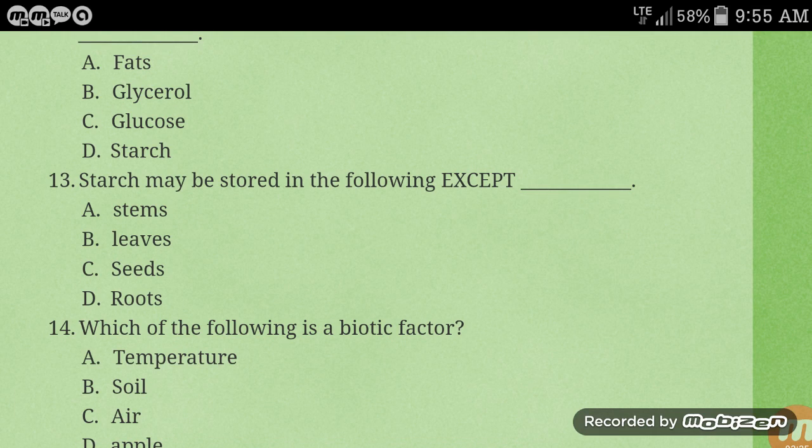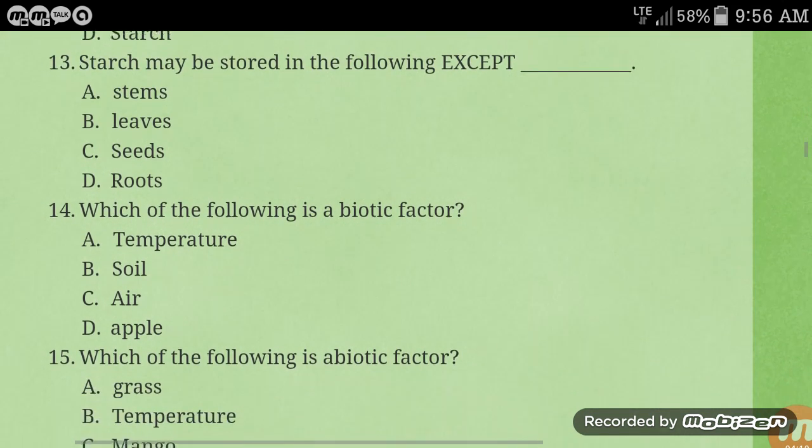Okay, next, starch may be stored in the following except stems, leaves, seeds, and roots. So which do you think? So here we have seeds. Okay, it can also be grains. Actually, it can be stored in stems, leaves, seeds, and roots. Oh, so there's no answer here. Roots like root crops. Okay, seeds like grains, rice and corn. Leaves, of course, it can be stored also in there, and stems. Okay, but not too much. Only in seeds and roots. Okay, so there's no answer here in number 13.